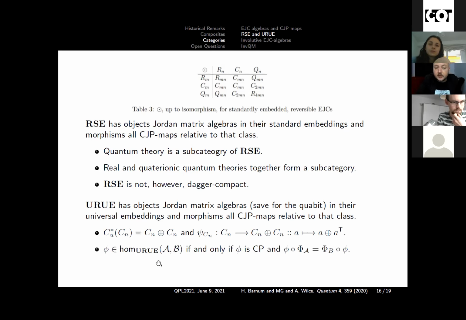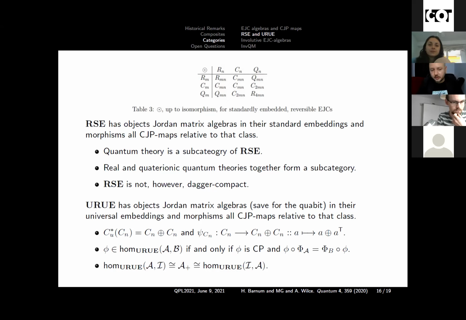Basically how our proofs work is that we showed that a CJP map in this category has to be a CP intertwiner. It has to intertwine the canonical star anti-automorphisms in order to be completely Jordan preserving. And that really simplifies some of the proofs.